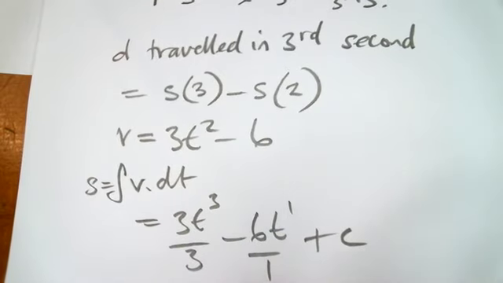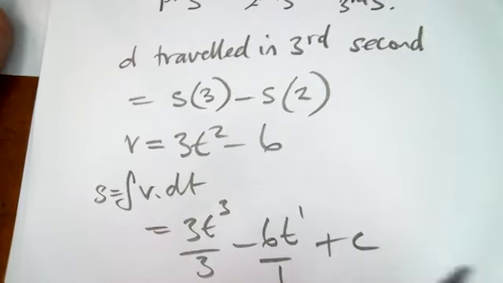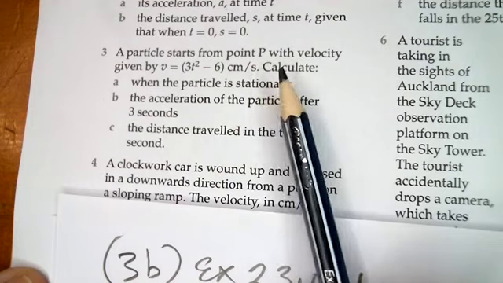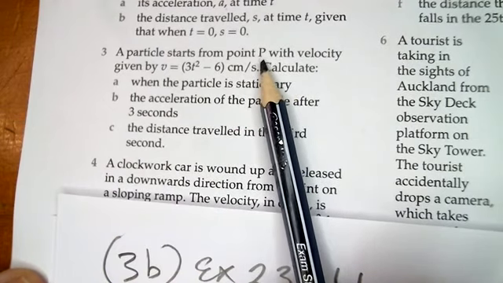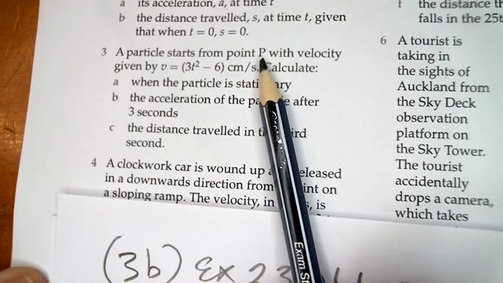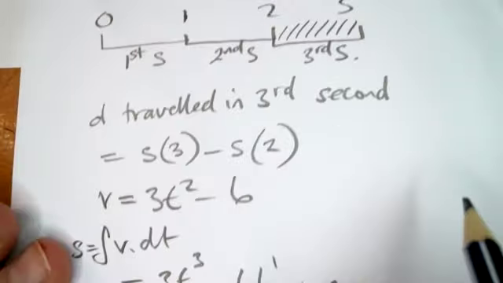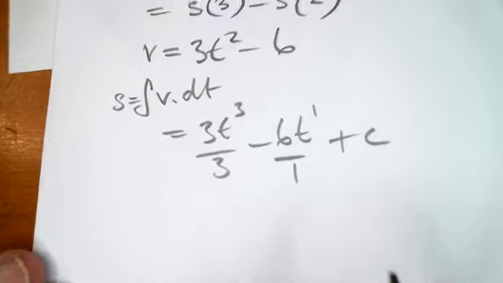At this point we need to have a look at the question and ask, is there anything there that would give us a clue, for example, an initial distance travelled? It says no, there's not. It doesn't say that it starts at point P, which is 2 meters after it starts. So in that case, we're going to find S of 3 and then S of 2 and subtract them.